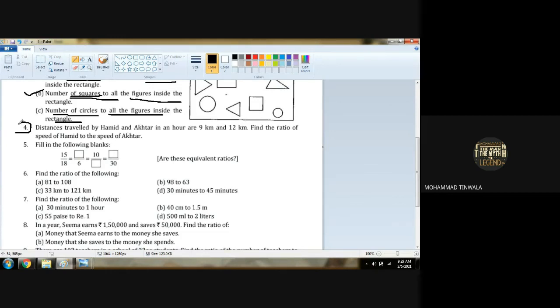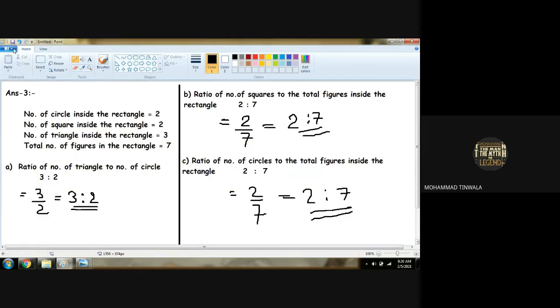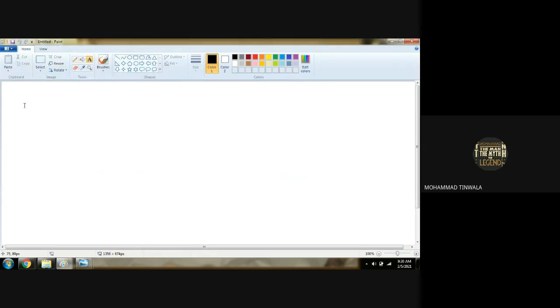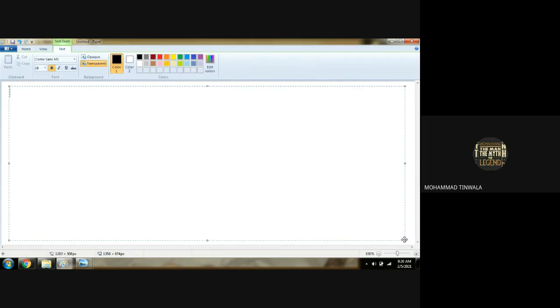Distances traveled by Hamid and Akhtar in an hour are 9 kilometer and 12 kilometer. Find the ratio of speed of Hamid to the speed of Akhtar. Now 1 hour is common for both, for Akhtar and Hamid. Right? We have to simply find the ratio of speed of Hamid to speed of Akhtar. So first of all, we should write down the distance traveled, answer number 4.